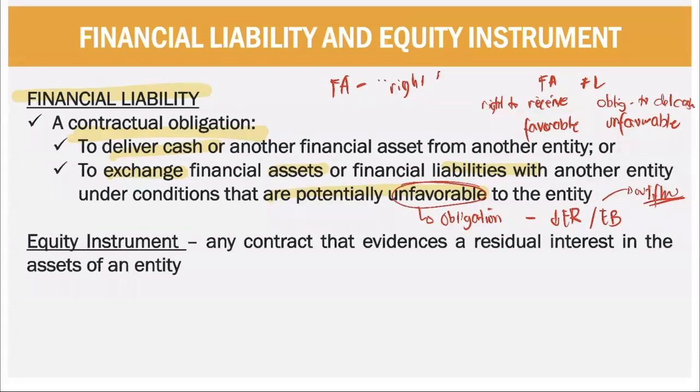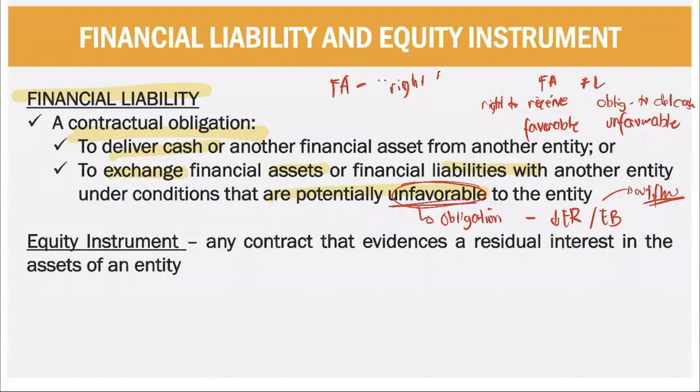So in a financial liability, take note of the words used: contractual obligation to deliver cash, and then exchange, which is potentially unfavorable. A while back, in your financial asset, we have the right to receive cash, and exchange, which is potentially favorable.